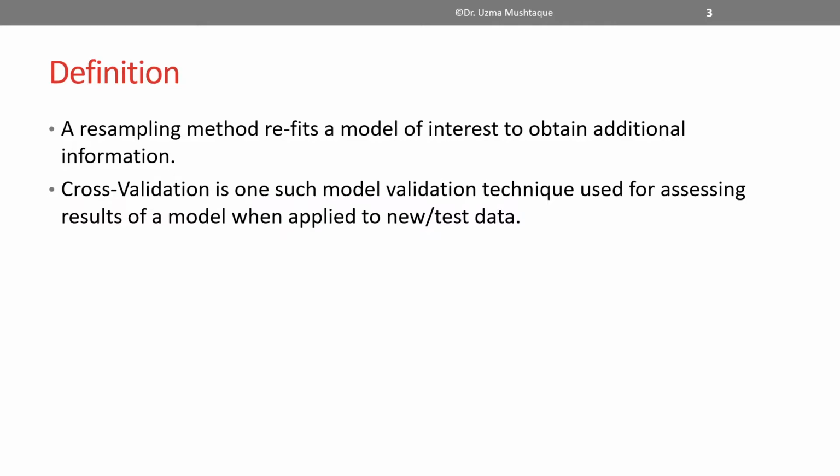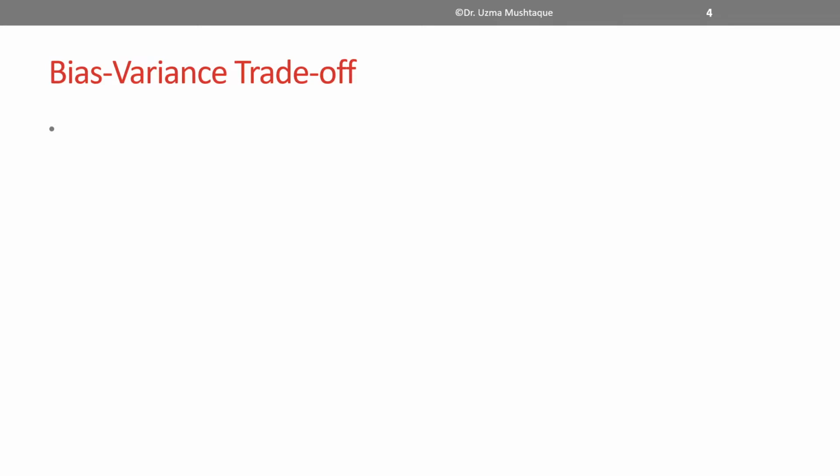From the definition perspective, a resampling method refits a model of interest to obtain additional information about the model. And cross-validation is one such technique, a model validation technique used for assessing results of a model when applied to test data. Okay, why is this important first of all? We'll revisit the bias variance trade-off in general.